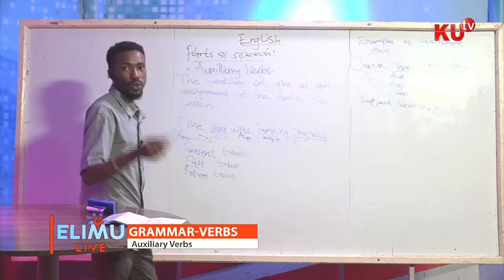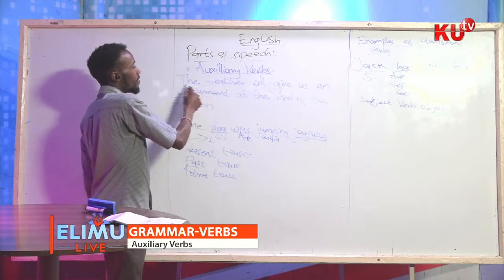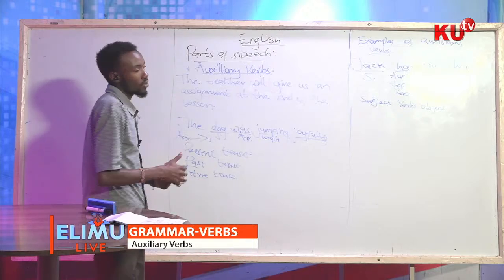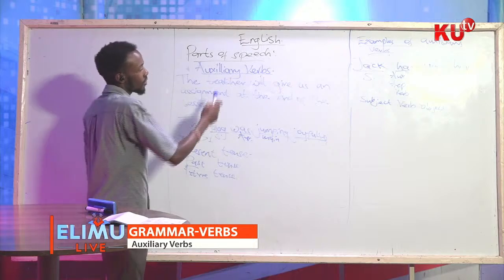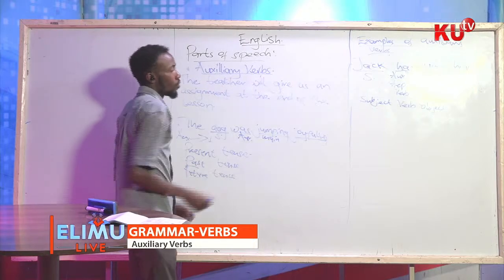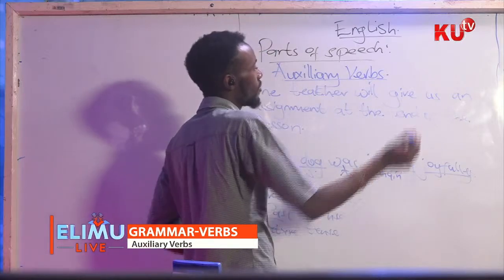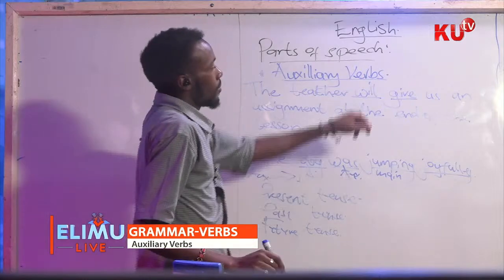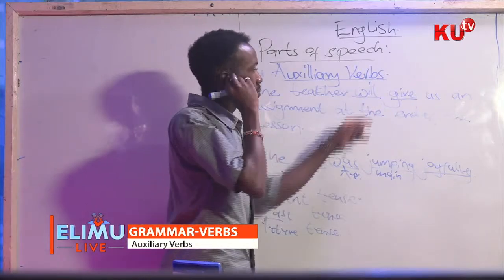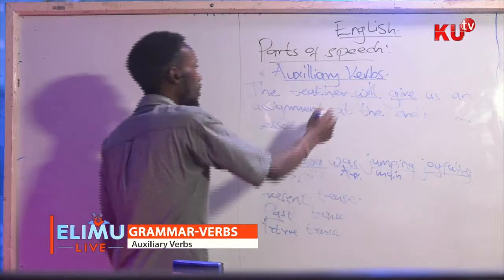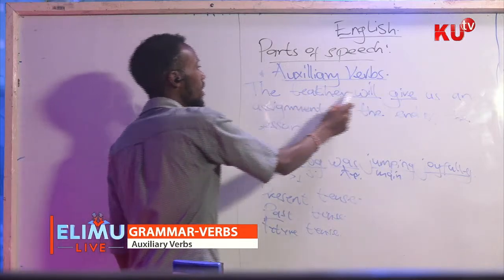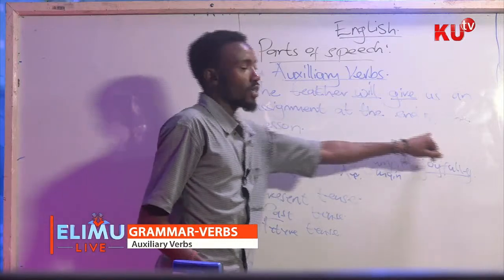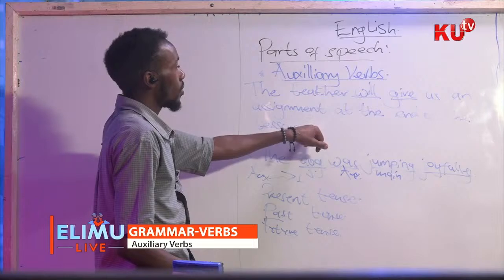Okay? So when we have such an example, we have the teacher, the subject, and it's very important for me to keep on going back to that. The subject, the doer of the action. Will. Here we have two verbs, will and give. Now, will is helping the main verb. So the teacher will give us an assignment at the end of the lesson.